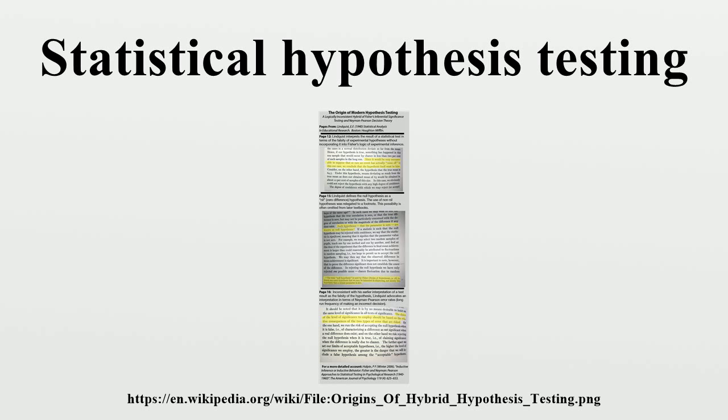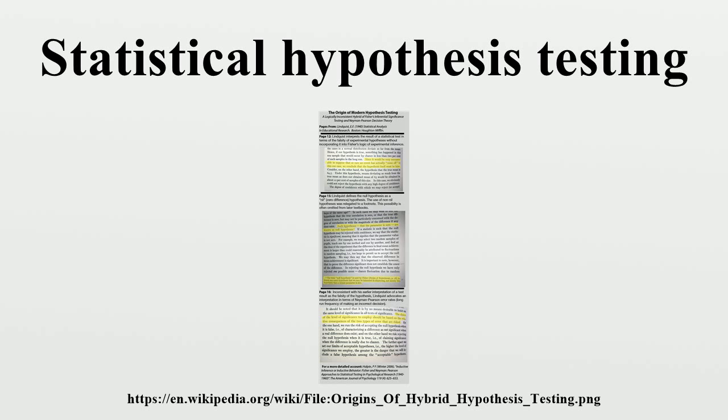Decide which test is appropriate, and state the relevant test statistic T. Derive the distribution of the test statistic under the null hypothesis from the assumptions. In standard cases this will be a well-known result. For example, the test statistic might follow a Student's t-distribution or a normal distribution. Select a significance level, a probability threshold below which the null hypothesis will be rejected. Common values are 5% and 1%.